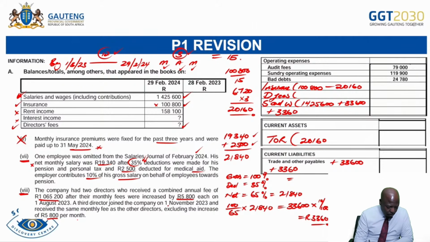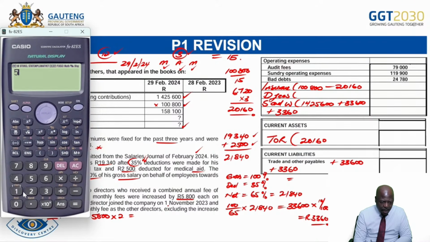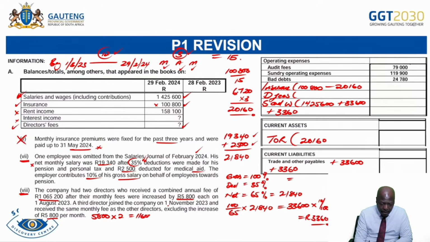Let's see. So we understand the first thing we have to do is to take out the increase. That would be the easiest way. We have one director who's getting an increase of 5.8. So it's going to be 5.8 per director, the increase. And we know that we have 2 directors. All right. So if it's 5.8 times 2, that will give us 11.6. So we have 11.6 here.